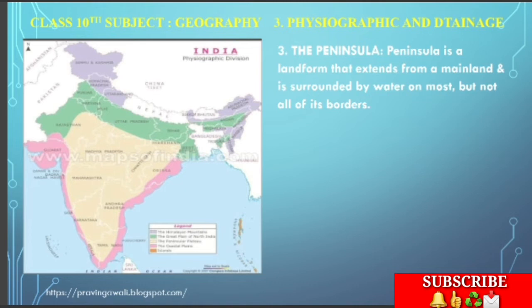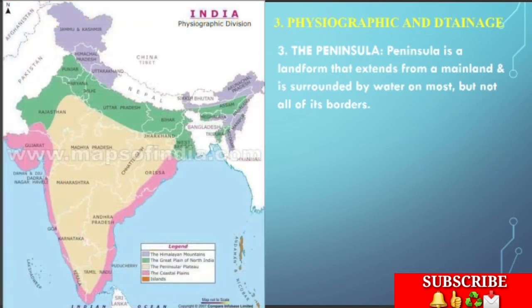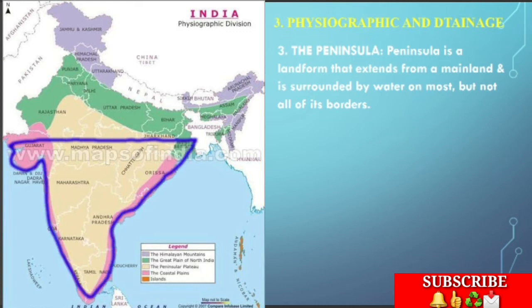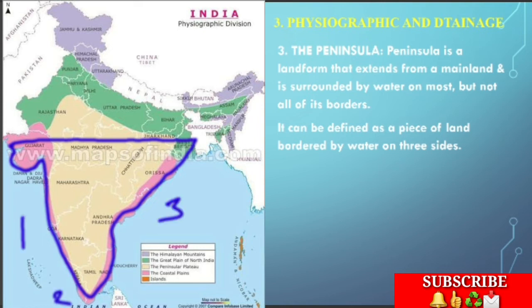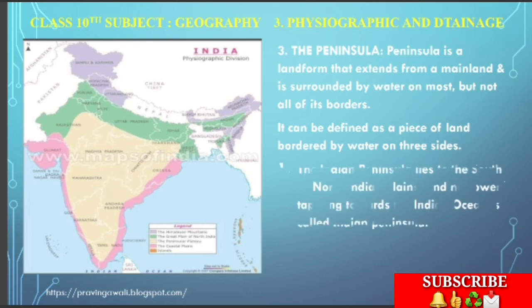It is called the Deccan Peninsula also. A peninsula is a large landform that extends from a mainland and is surrounded by water on most, but not all, of its borders. It can be defined as a piece of land bordered by water on three sides. Yes, students, here we have understood what is meant by peninsula. In general, we can say that a peninsula is a mainland which is surrounded by water on its three sides.